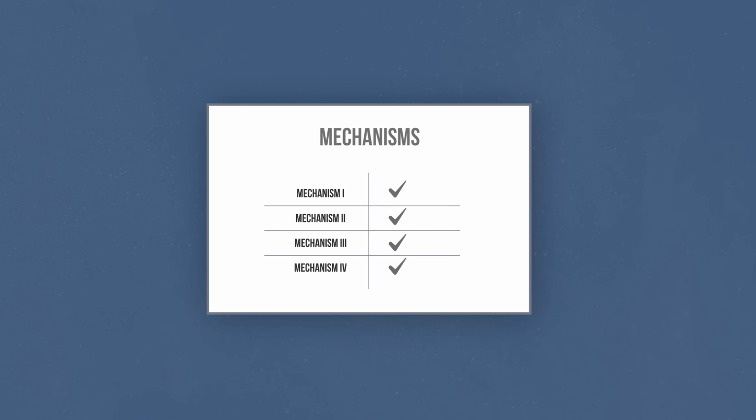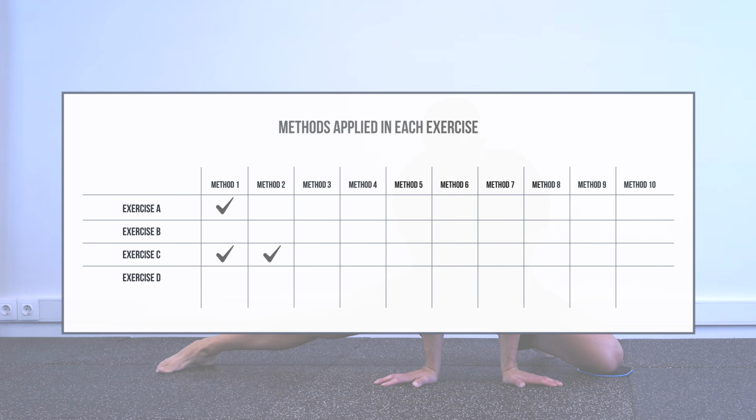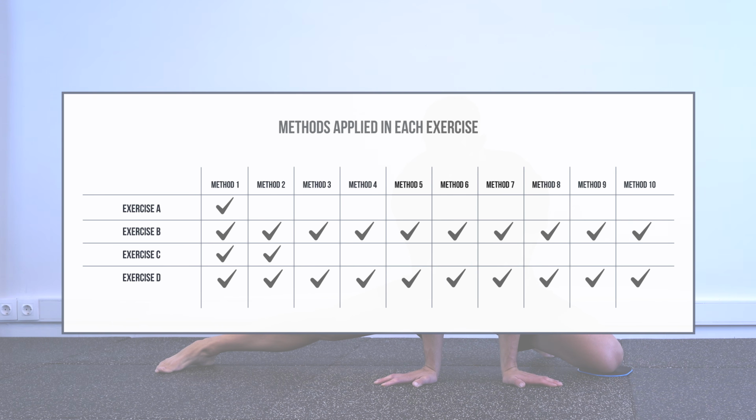Using all the available methods allows you to produce results much faster simply because you utilize all known mechanisms that increase flexibility. However, due to the different setup of each exercise, some exercises can be performed only with 1 or 2 methods, while others with all of them. So the ones that allow the use of more methods rank higher.